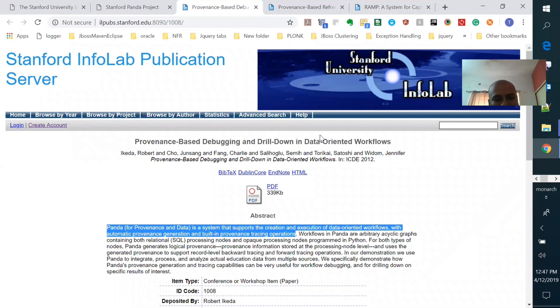This is the very first paper, provenance-based debugging and drilling down in data-oriented workflows. Panda, for provenance and data, is a system that supports the creation and execution of data-oriented workflows with automatic provenance generation and built-in provenance tracing operations. So basically, this paper talks about the services in the background which will automatically take care of provenance generation and everything.